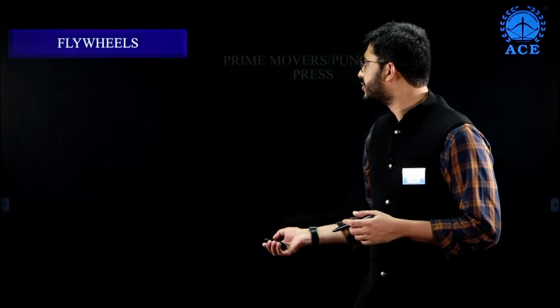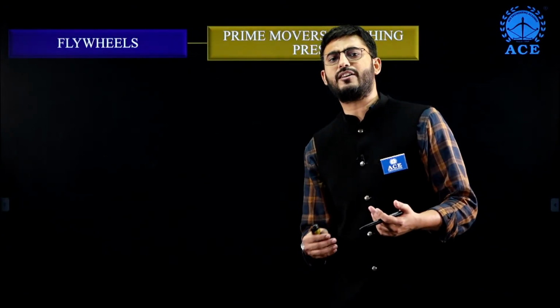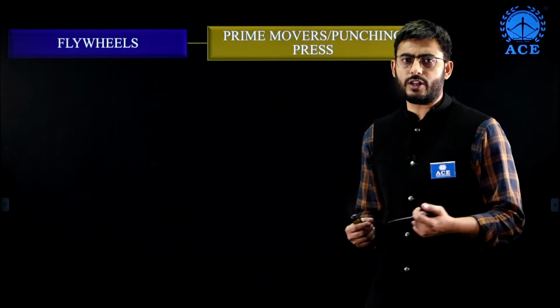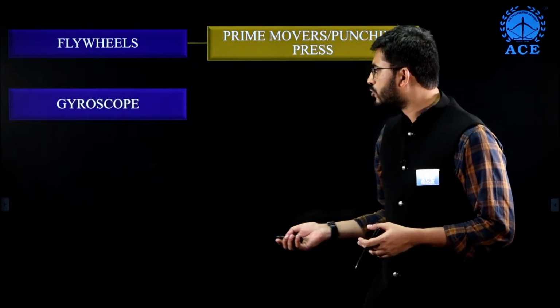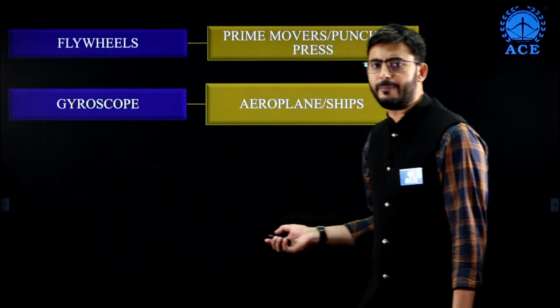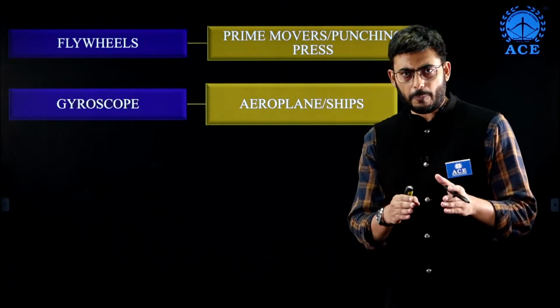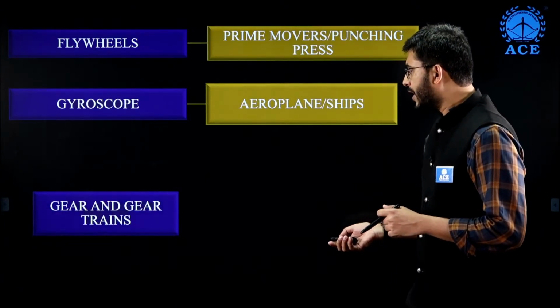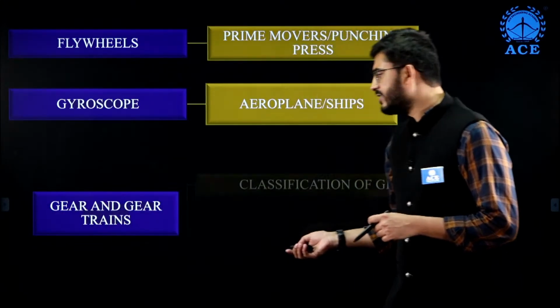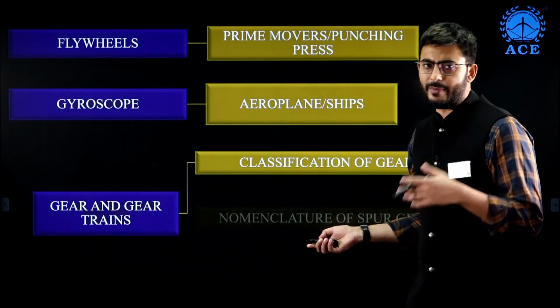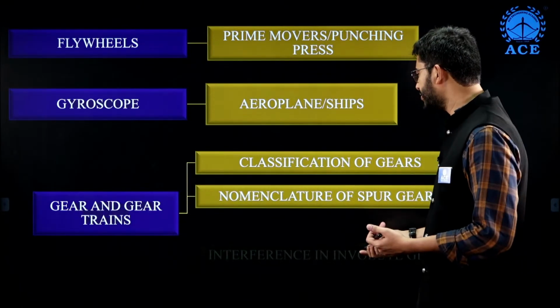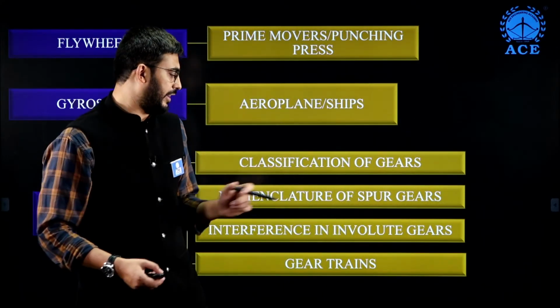After this, the next topic is flywheels, where we are going to see the application of flywheels for prime mover as well as punching machine. Next we have gyroscope. The effect of gyroscope will be mainly focused on aeroplane and ship. Next we have gear and gear trains. In gear and gear trains we have the classification of gears, the nomenclature followed by interference, and the velocity analysis of gear trains.